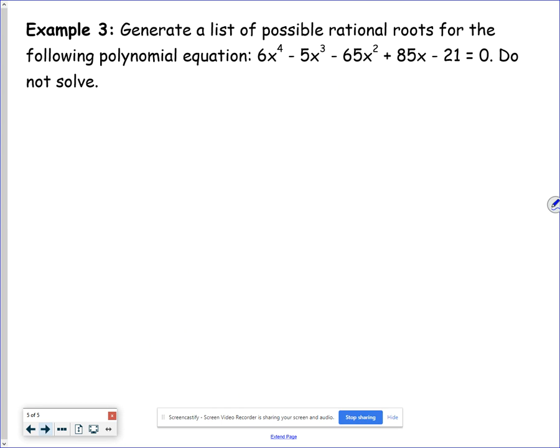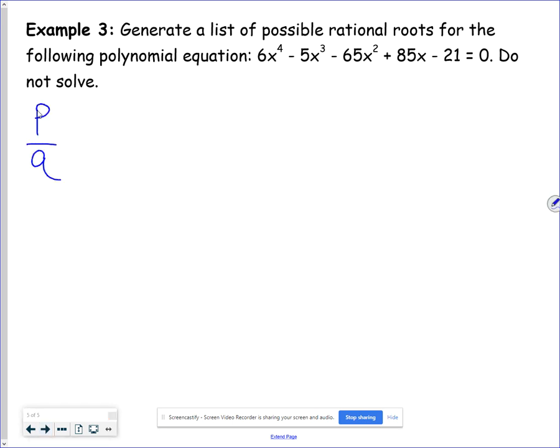Okay, example 3. It says generate a list of possible rational roots for the following polynomial equation. Do not solve it. So you're not actually solving it. I just want you to generate that list. Okay? I want to see that you can make that list. It's very important. That's the most important step. If you can't do that, you're not going to be able to do the rest of the problem. So I want to see this.